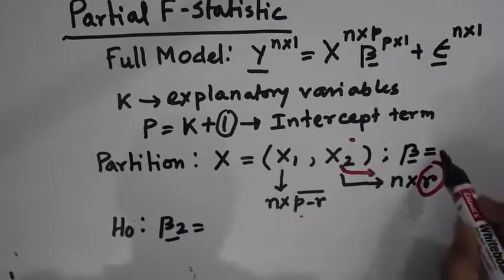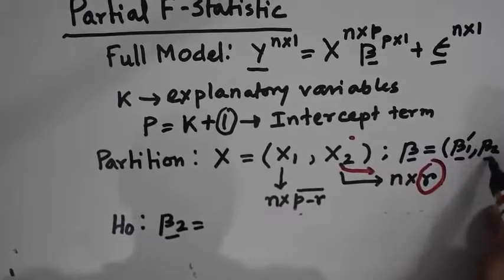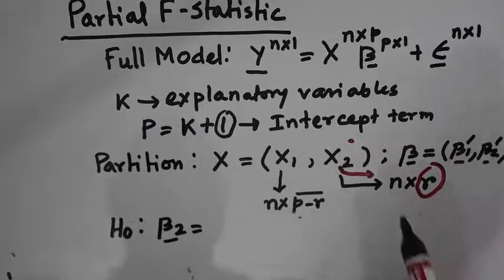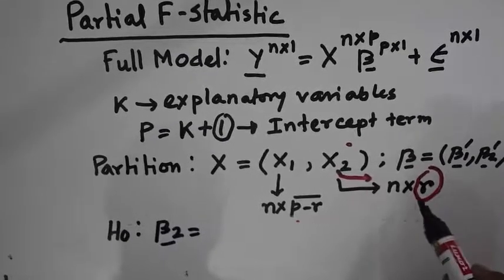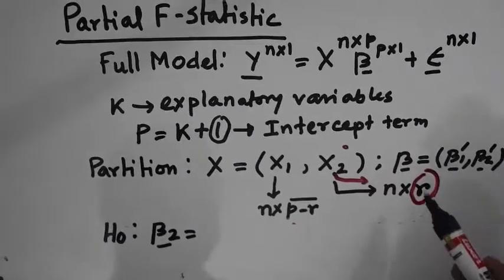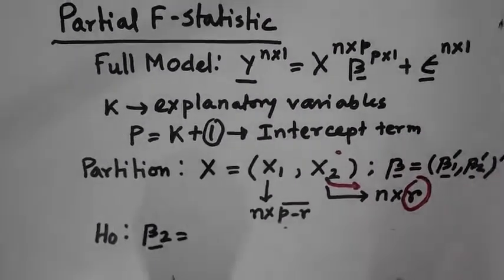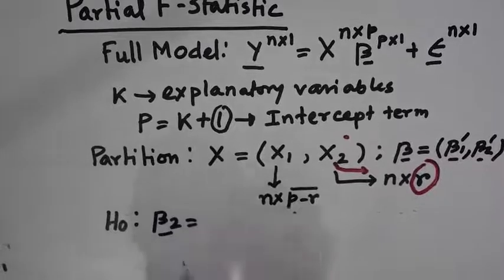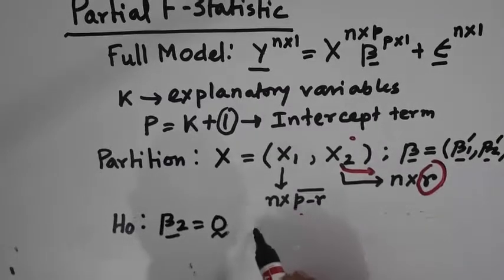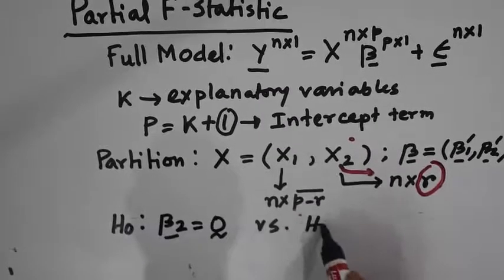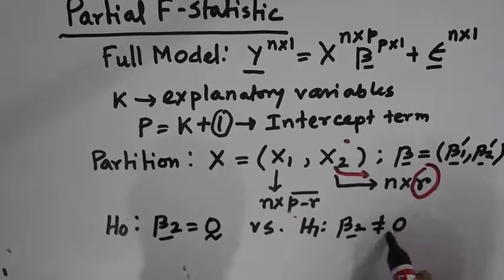If we partition beta curl as beta 1 curl prime, beta 2 curl prime, whole prime, then since these are explanatory variables, we want to check whether these r explanatory variables contribute significantly to this model. Then our null hypothesis should be beta 2 curl equal to 0 curl versus the alternative hypothesis beta 2 curl not equal to 0 curl.